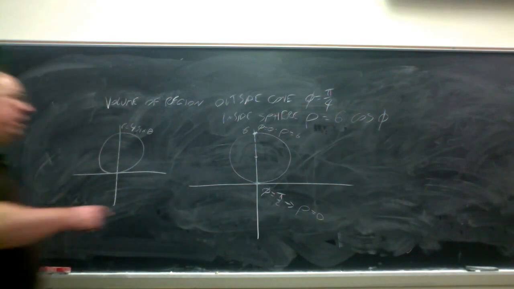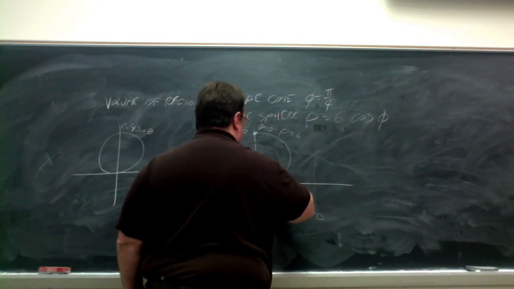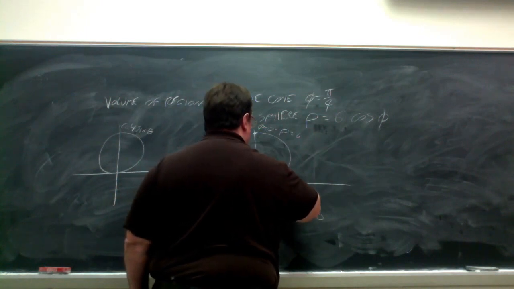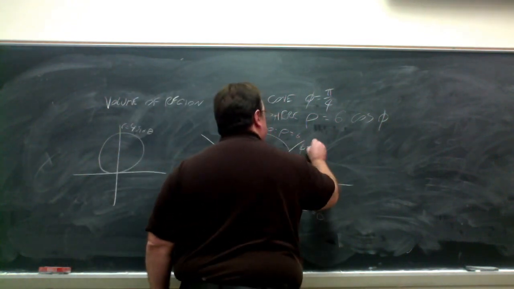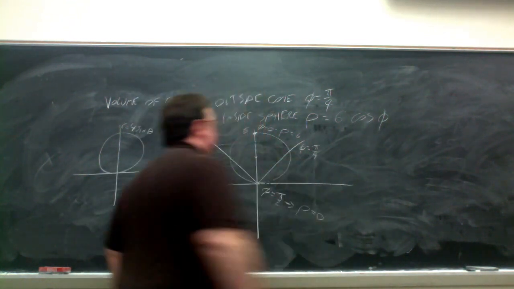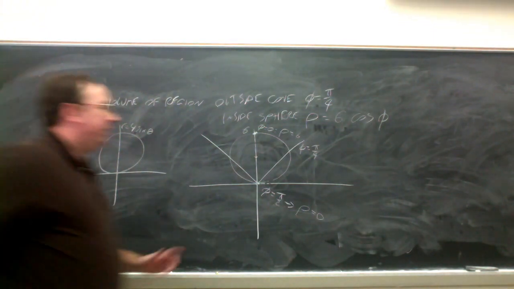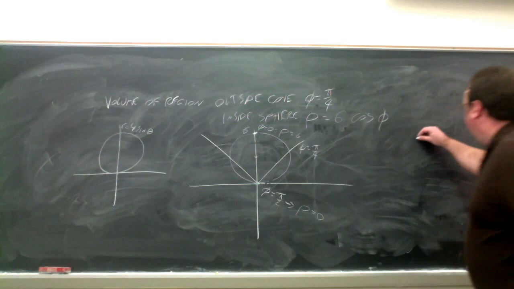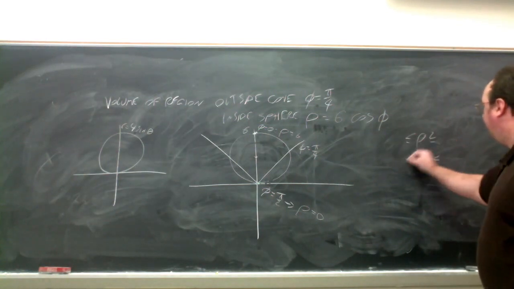And now, anytime you have a constant phi value like this, pi over 4, that's a cone. So you have a situation like this. Okay, so phi is equal to pi over 4. Now, we need limits. So limits on rho, theta, and phi.